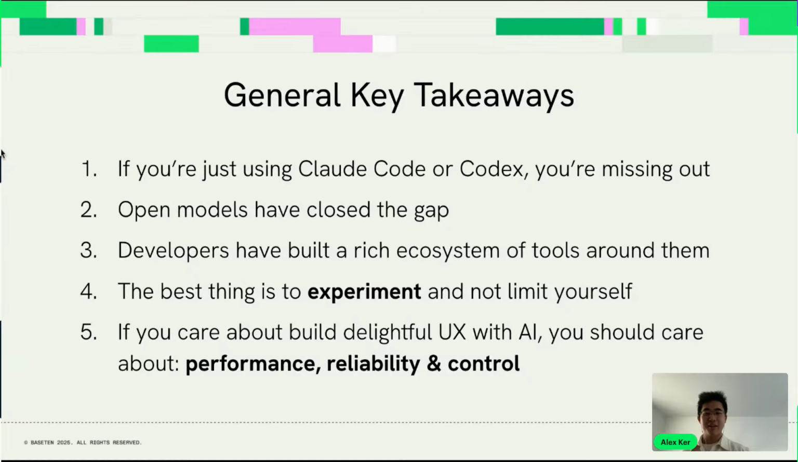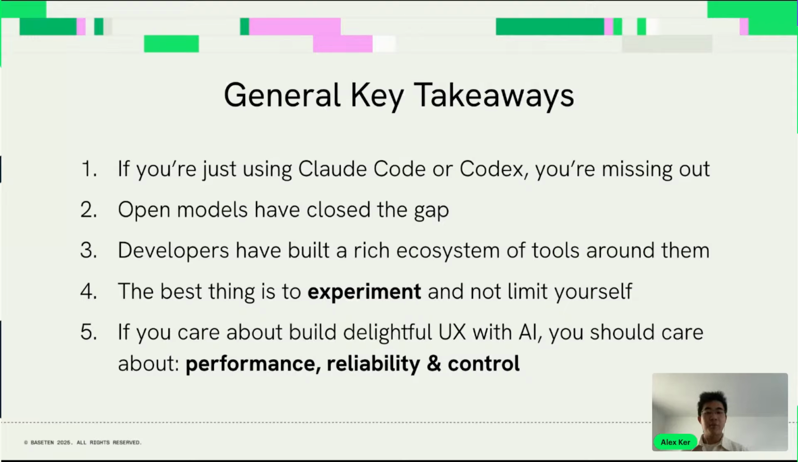So to wrap up, here are some general takeaways. If you're an AI engineer and you're just using Claude Code or Codex, you're definitely missing out. Open source models have been closing and have closed the gap. Developers have built a rich ecosystem of tooling around open source to support this. And the best thing is to experiment and not limit yourself.